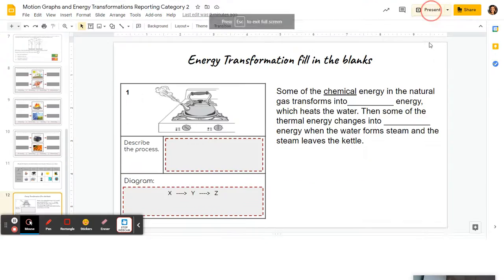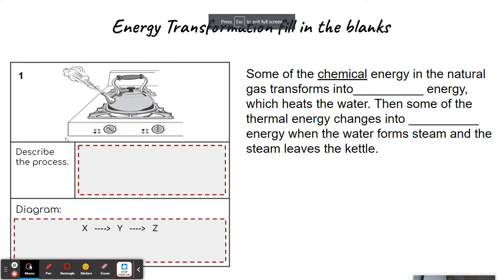Lastly, I would like to go over this diagram. It was a STAR test question. We're going to fill in the blanks.